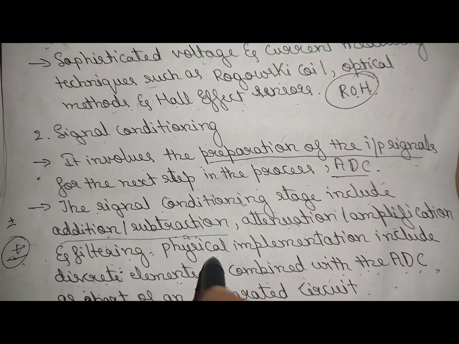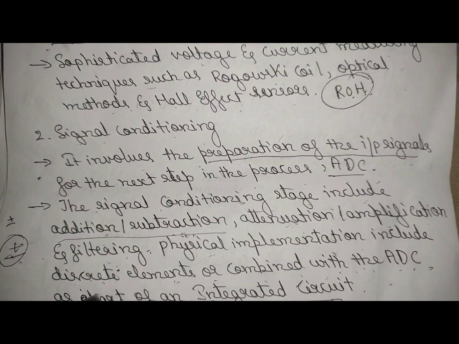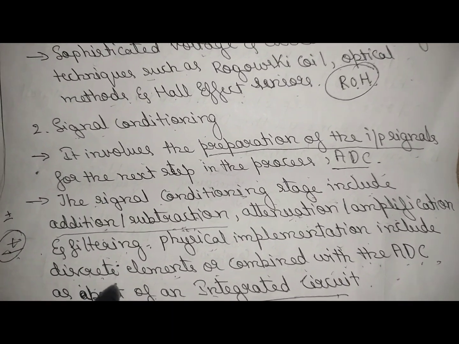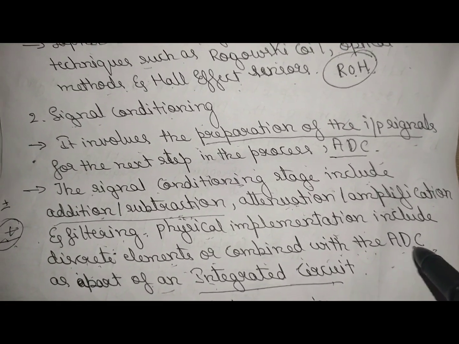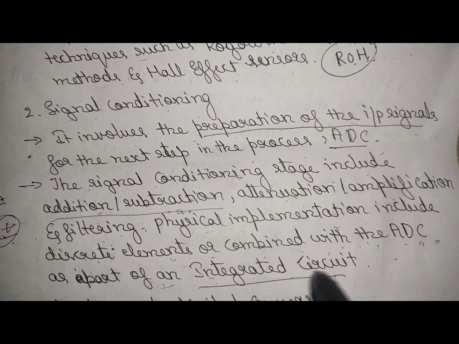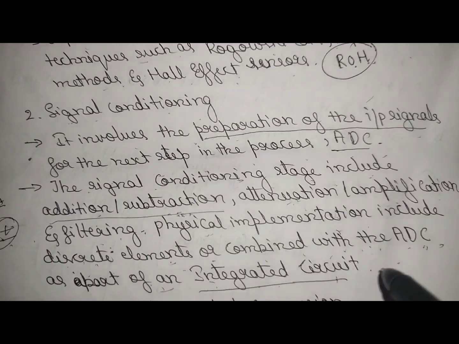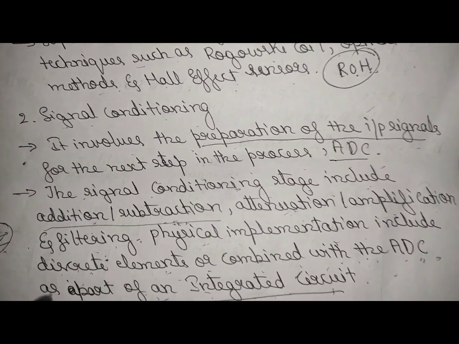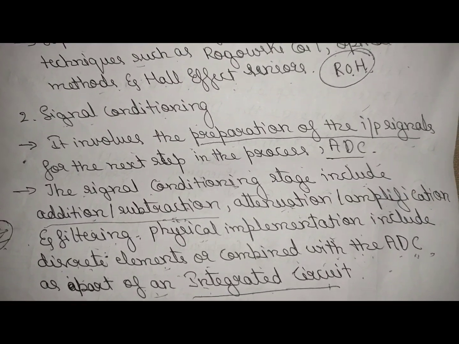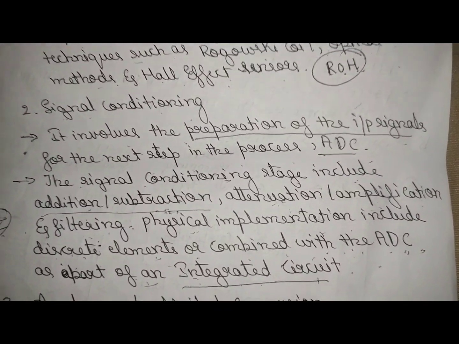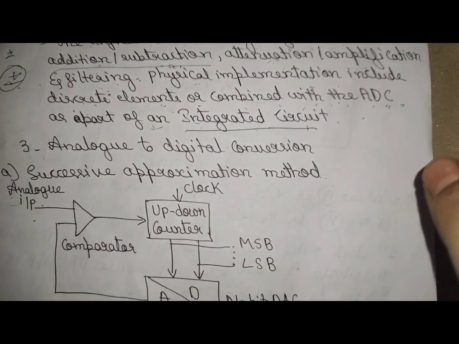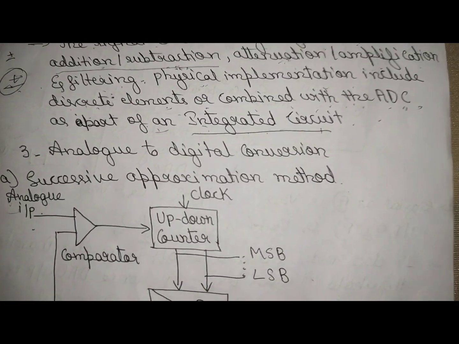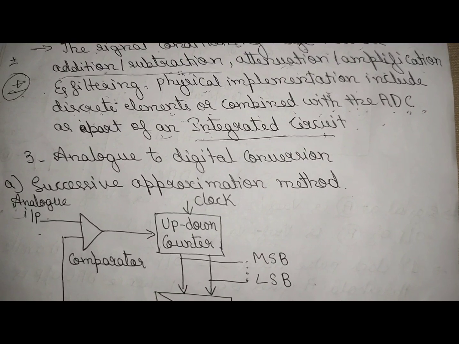When it comes to the physical implementation, it includes discrete elements or is combined with the ADC as part of an integrated circuit. Analog to digital conversion, there are two methods here: successive approximation method and sigma delta method.